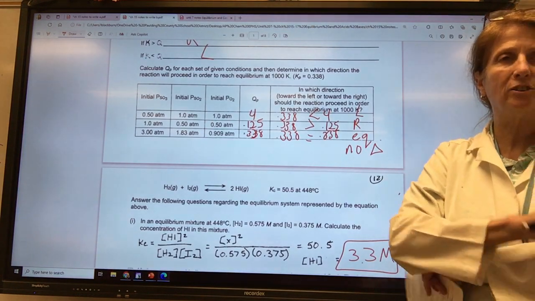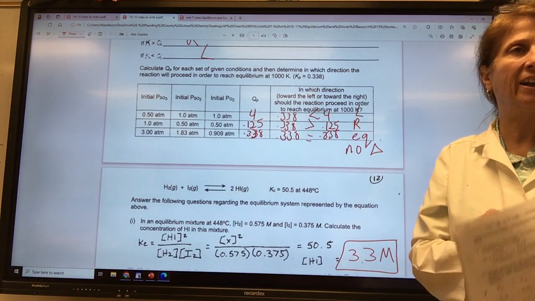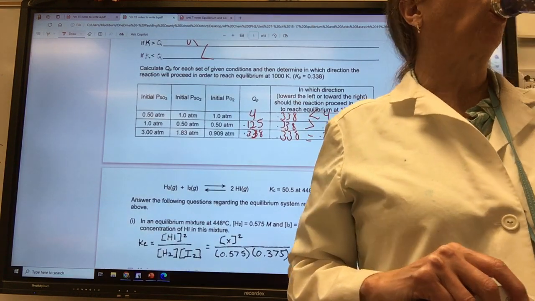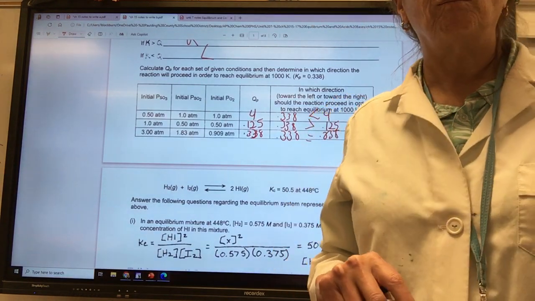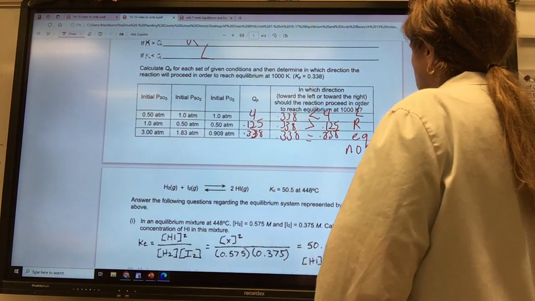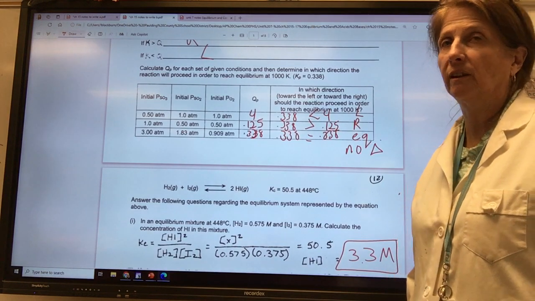Okay, you ready for page 12? You feel good about that? You can do that problem if you had to. You remember doing it for honors? Okay, so I'm going to show you a bunch of ICE charts and how to do them.